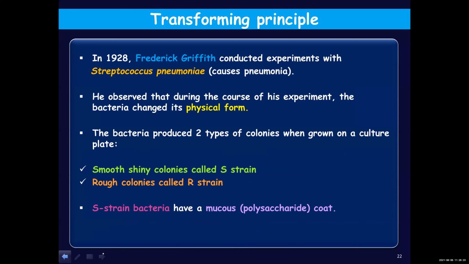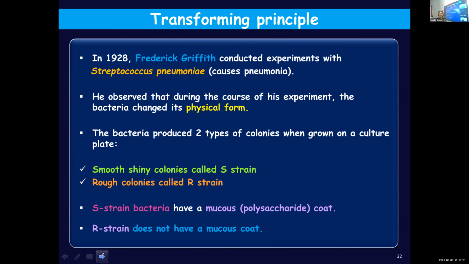Nanda is okay. Okay. So we started with the experiments in 1928. In 1928, a scientist named Frederick Griffith conducted some experiments using the bacteria Streptococcus pneumoniae. And these bacteria cause pneumonia. And he found that the bacteria was undergoing some changes in its physical form during the course of the experiment. And he could observe two types of colonies being formed by the same bacteria, two different strains.